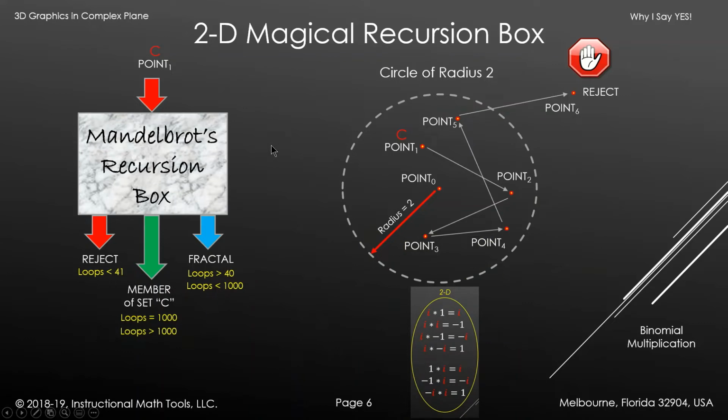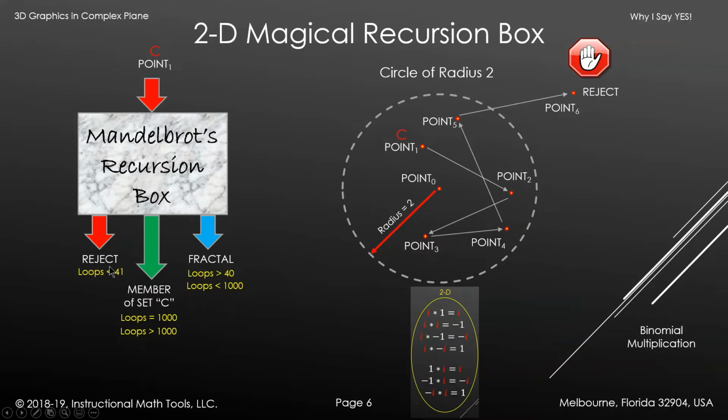Inside, what happens is that new points are calculated. Given the point C, there's a series of binomial multiplications that occur that produce a point 2. Some more binomial multiplications occur to produce a point 3, and so on and so forth. And as soon as those points jump out of the circle of radius 2, then it's a reject, a termination, and you record the number of times it looped within the circle.